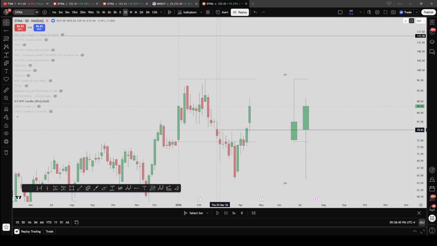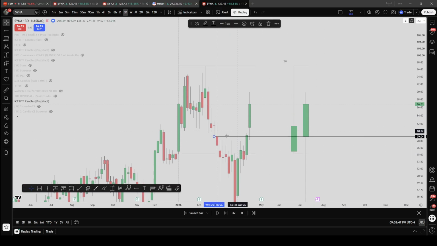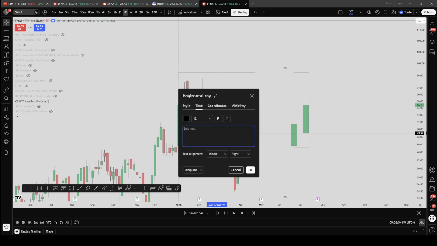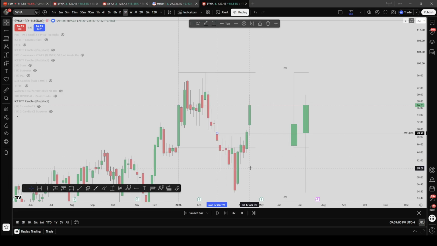Now, the reclaim of the opening price, there's many names. I think somebody once called it a TCSD, which means a true CSD. You can call it that. I don't know what I call it. I just call it reclaim. So I'm just gonna mark it out, 2-month true open, or 2-month open.